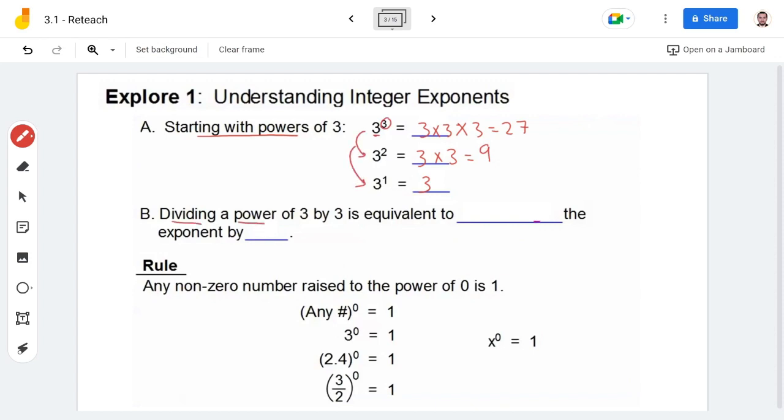So now, dividing a power of 3 by 3 is equivalent to what? To reducing the exponent by 1. So that's how we did it, which is reducing the exponent by 1.